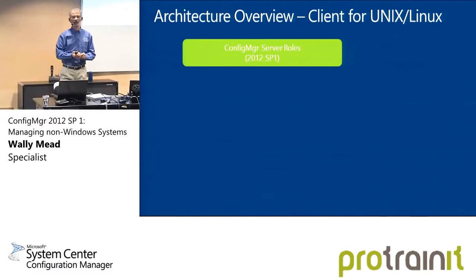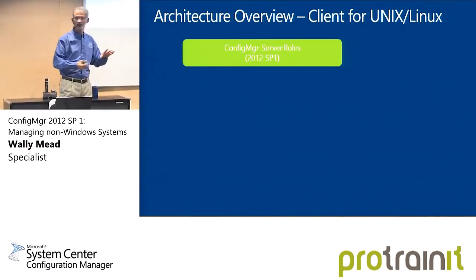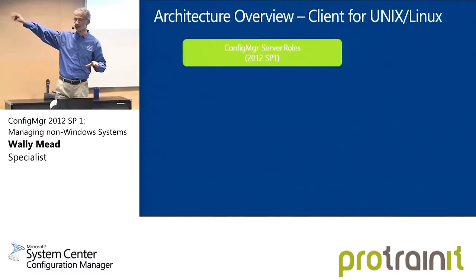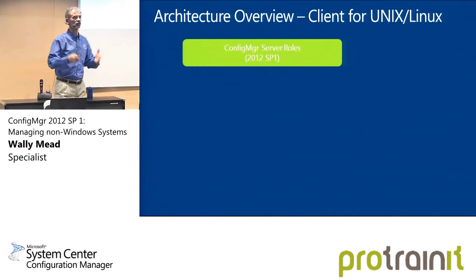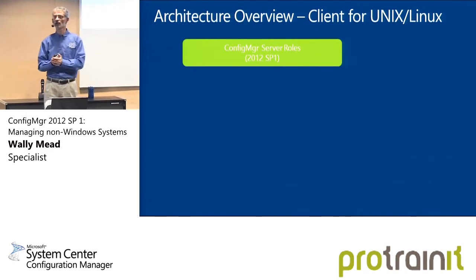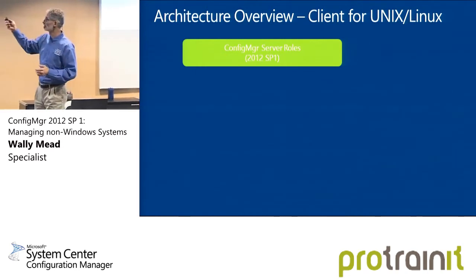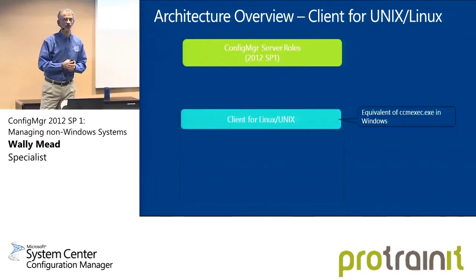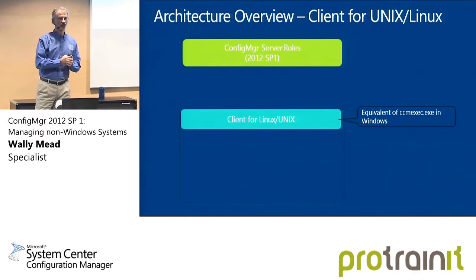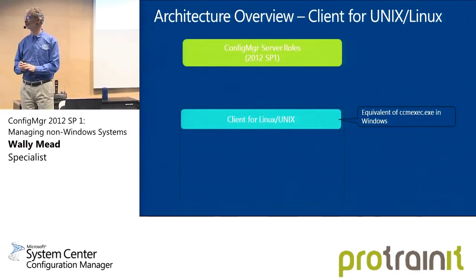So the nice thing is that for the Linux Unix environment, you're going to see a framework, an architecture here, and it's going to look very, very similar to what you have for a Windows environment. And that's the goal, to try and make it act as much like Windows as possible. So there's going to be no new server roles required for support of Linux and Unix. So no new server roles at all for this. Standard distribution point, standard management point is what you're using.